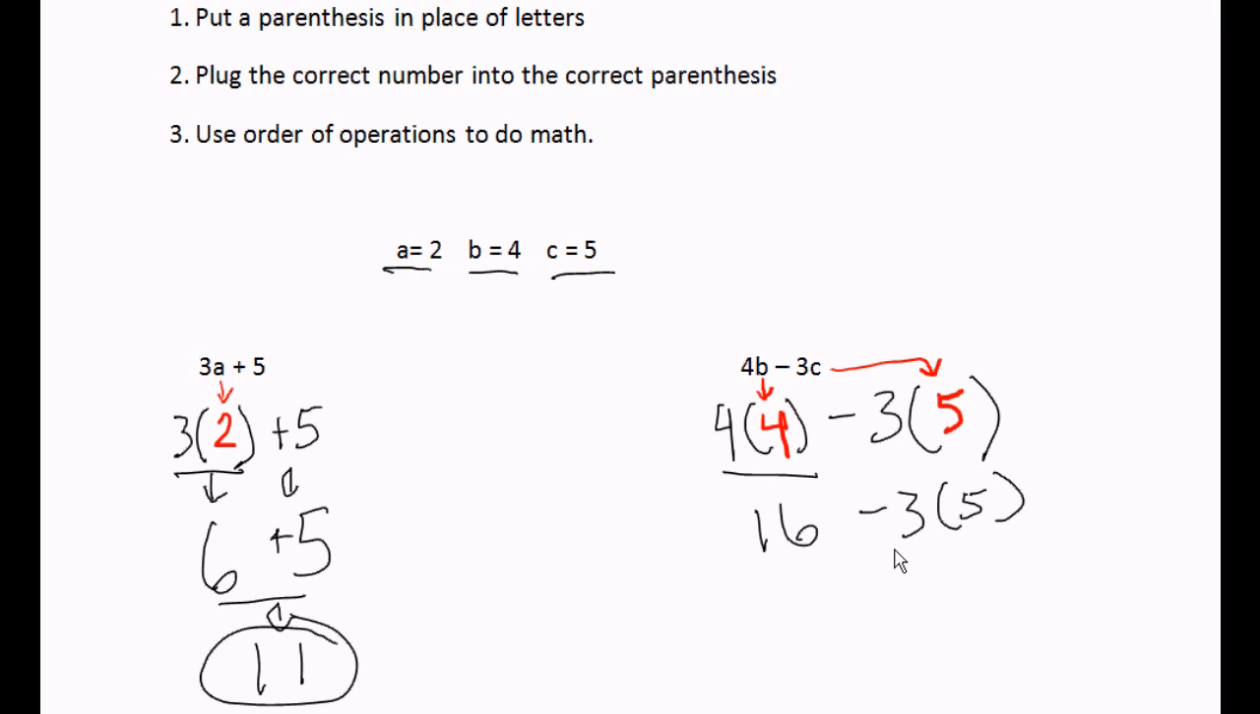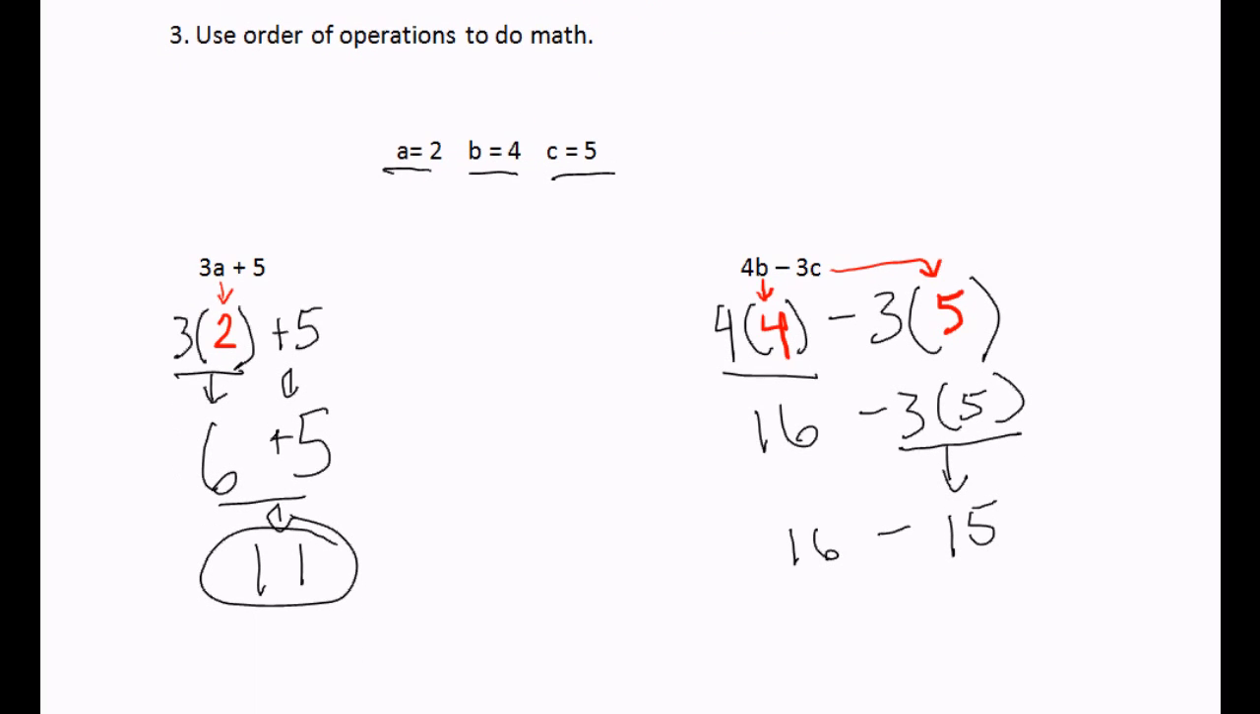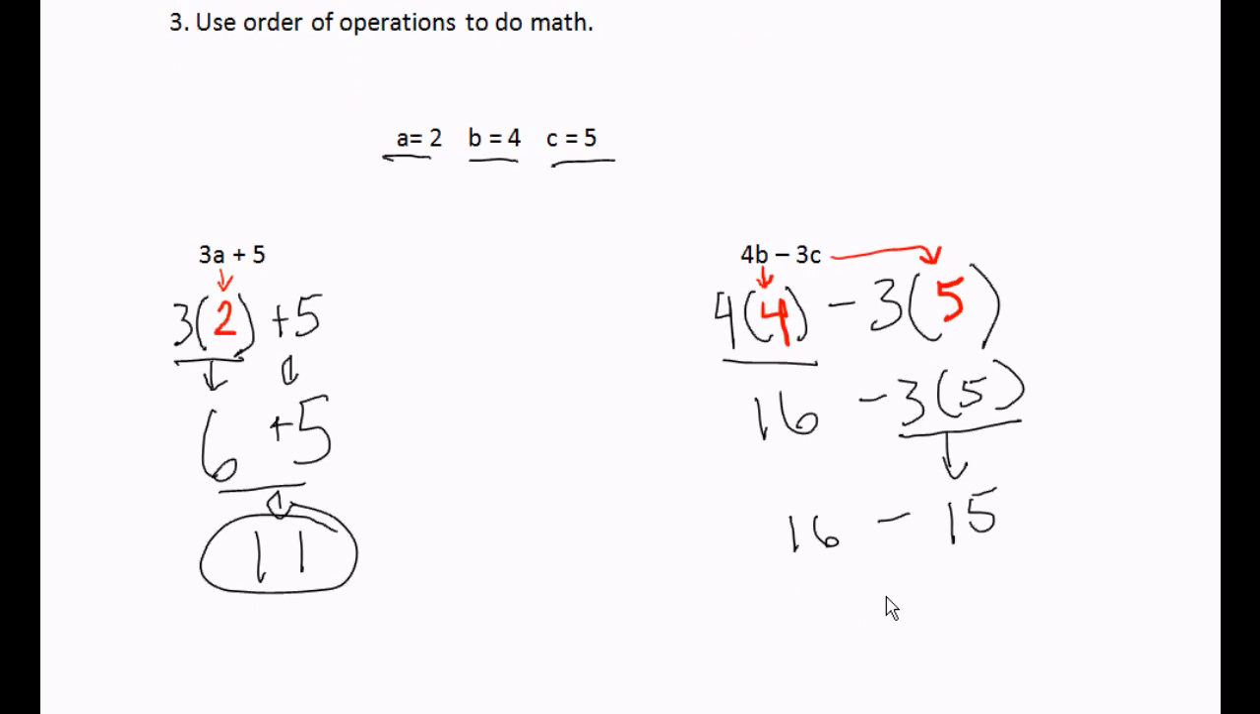16 minus 3 times 5. So I'm going to do the multiply first. 3 times 5 is 15. So this problem finally turns out to be 16 minus 15, which is 1. All right, I've got a couple of more problems to try.